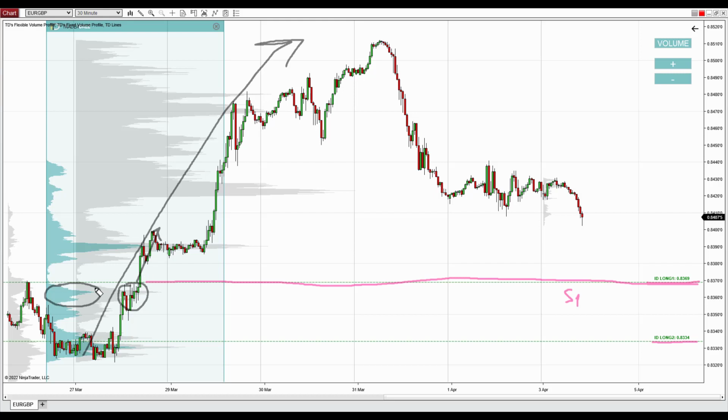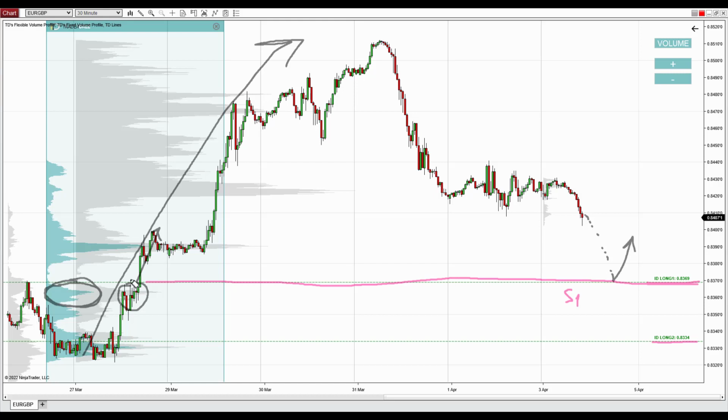So, it appears that buyers, aggressive buyers who were pushing the price upwards, were adding to their long positions in here. And for that reason, I think that when there's a pullback to this first support, buyers from here will want to defend this heavy volume zone and push the price upwards from there again.